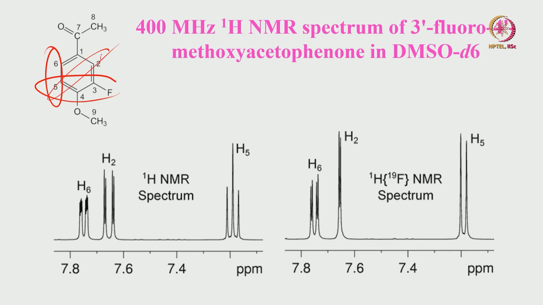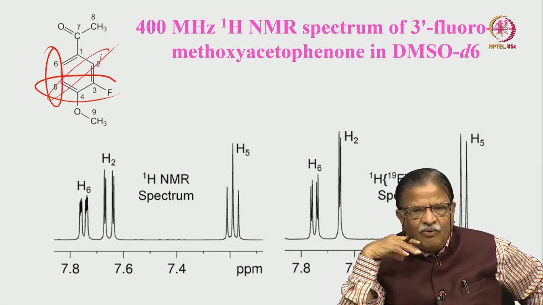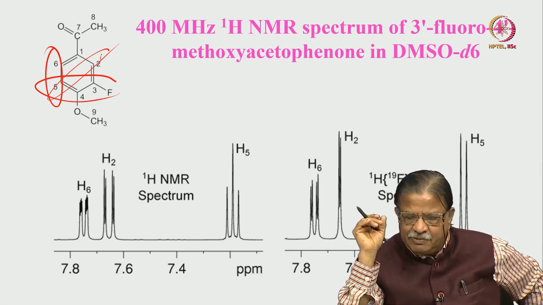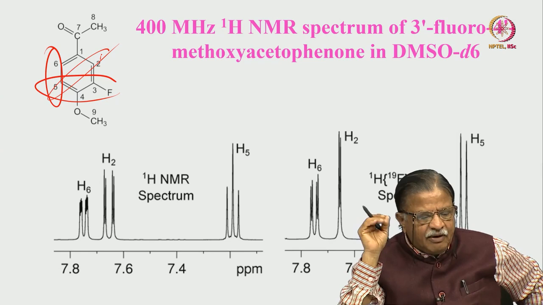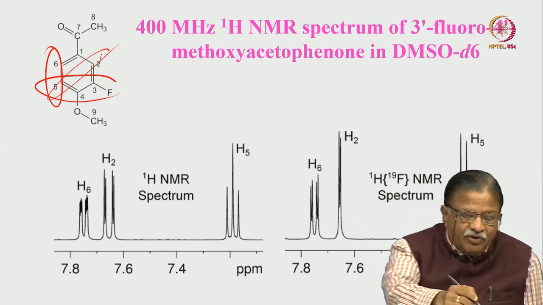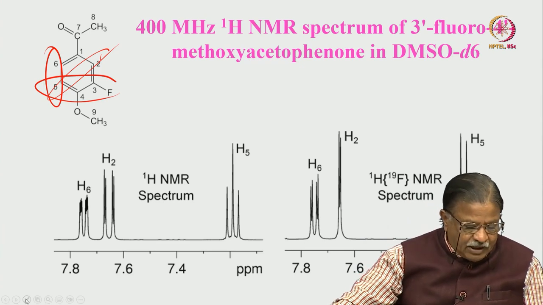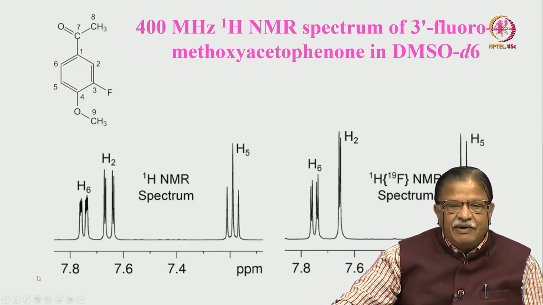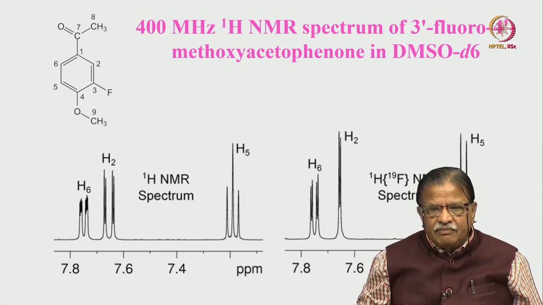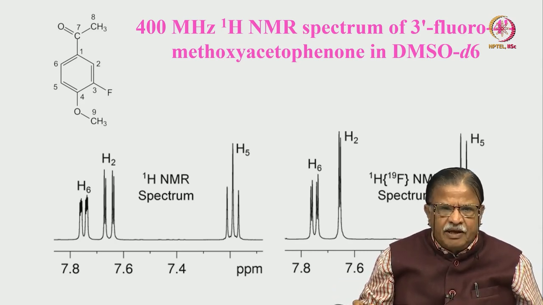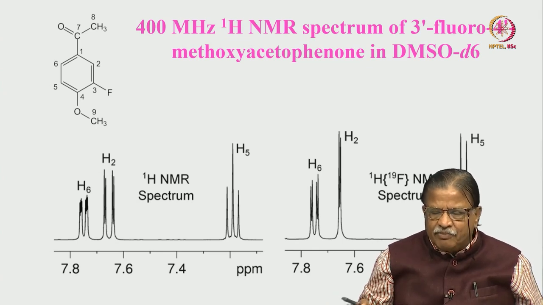To simplify the problem, what we can do is fluorine decoupling. That's also possible. Heteronuclear decoupling we can do while observing proton. When you do the fluorine decoupling, what will happen? We are going to break all the couplings of proton with fluorine. We will get only H-H couplings. F-H couplings are completely removed. That's what we do: broadband fluorine decoupling of the proton spectrum.